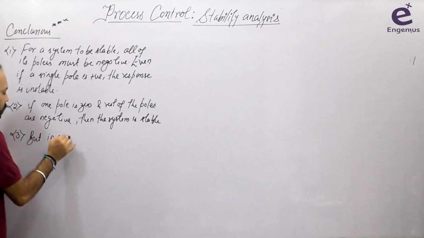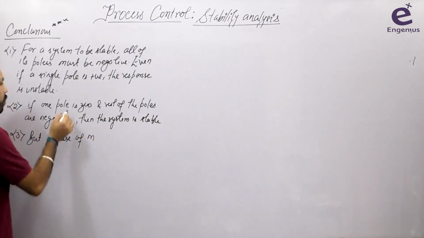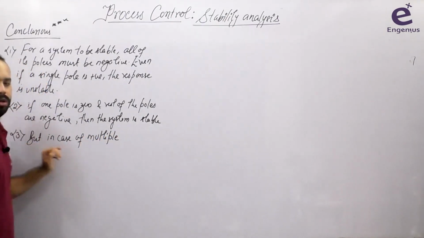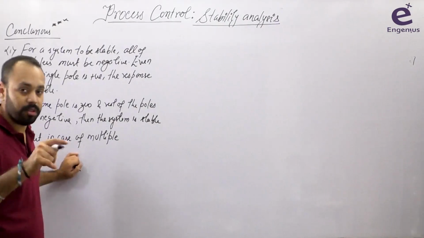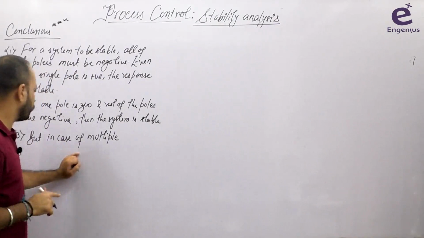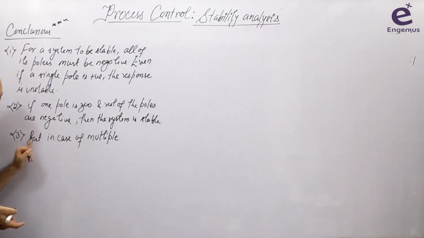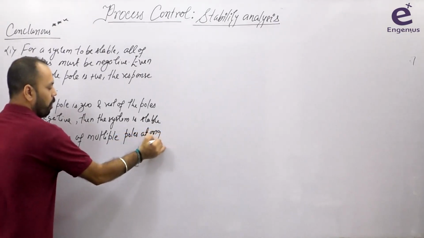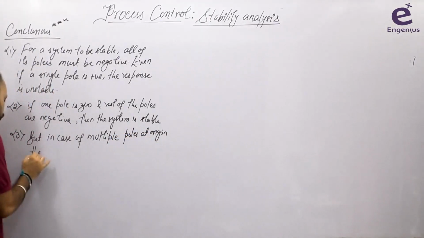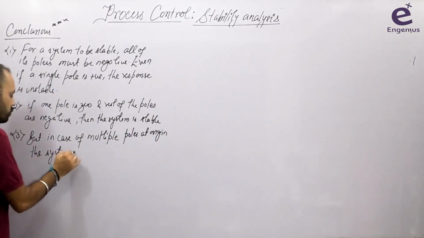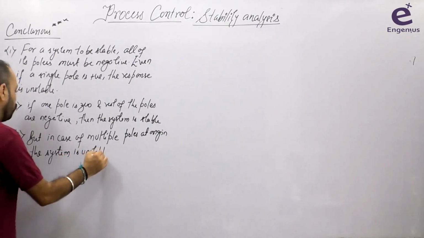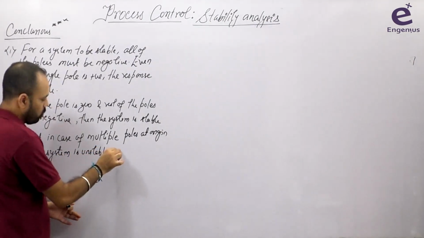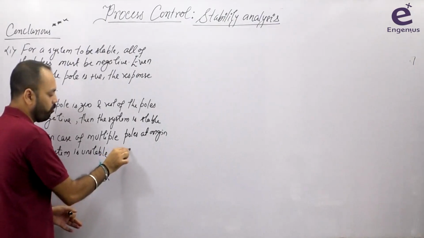But secondly, in case of multiple poles at origin, one pole is 0 means pole at origin. You saw na, when two poles were equal to 0. 0 means 0 value, not the numerator. Whenever you have multiple poles at origin, the system was unstable. मैं यहाँ पे एक और point add करा दूँ. When in case of multiple poles at origin, the system is unstable irrespective of the nature of other poles.